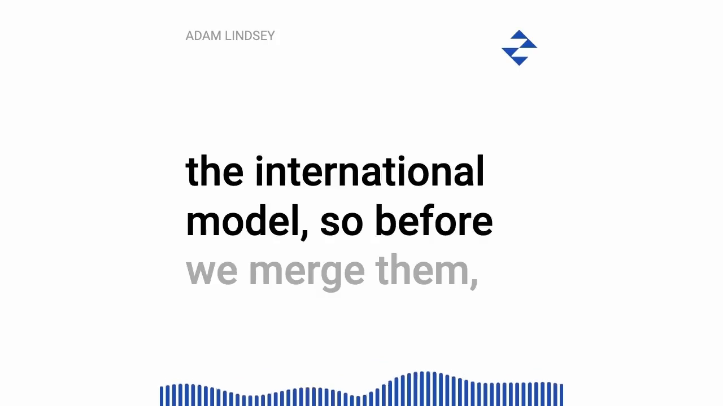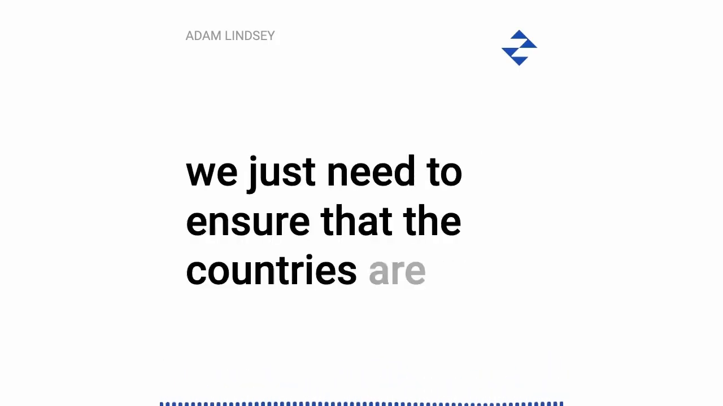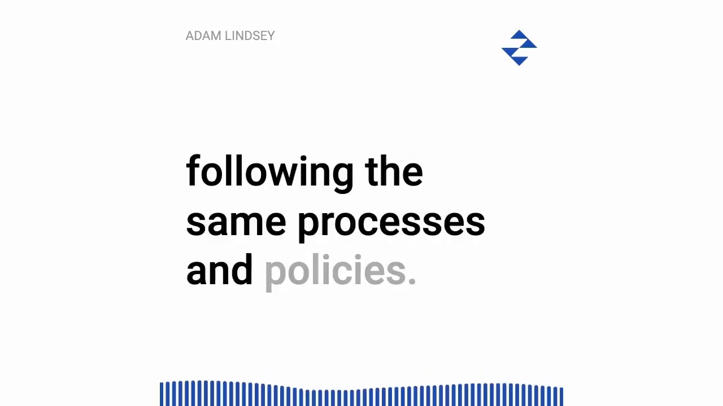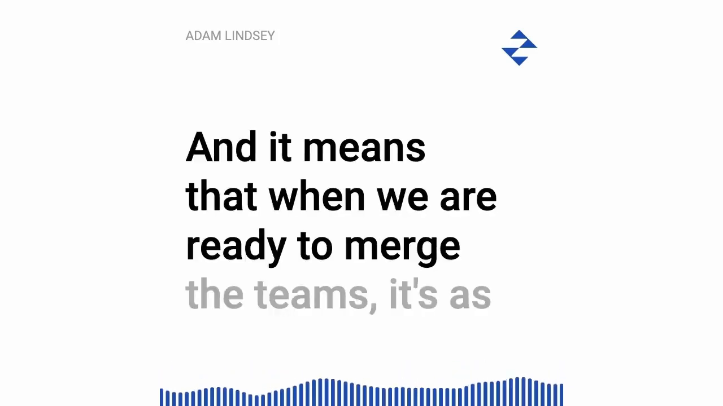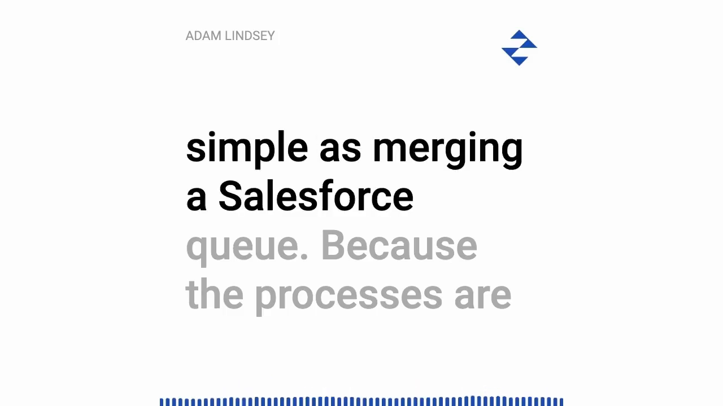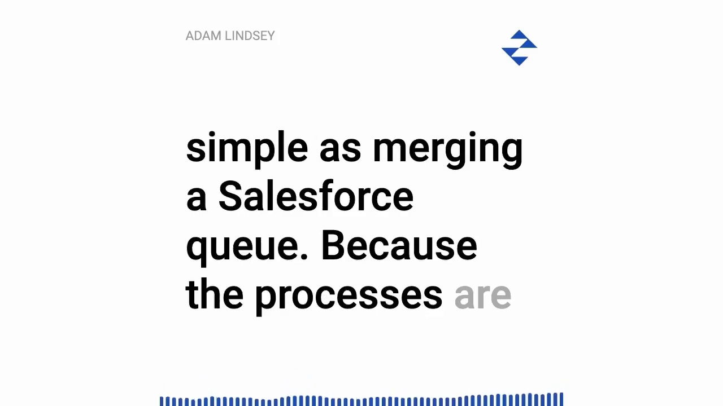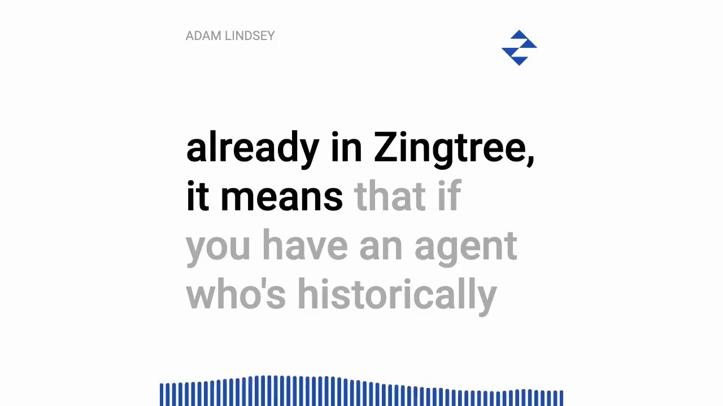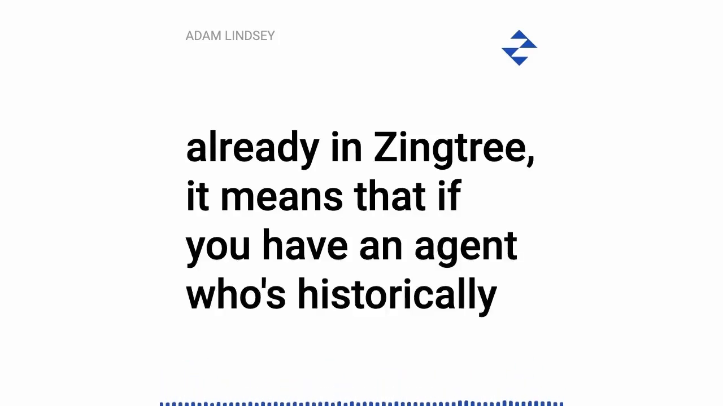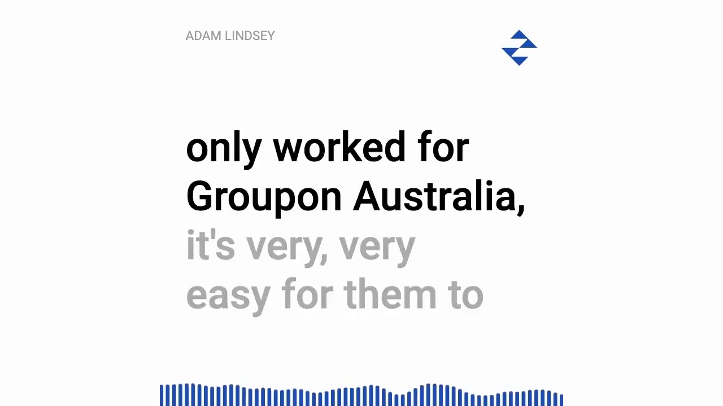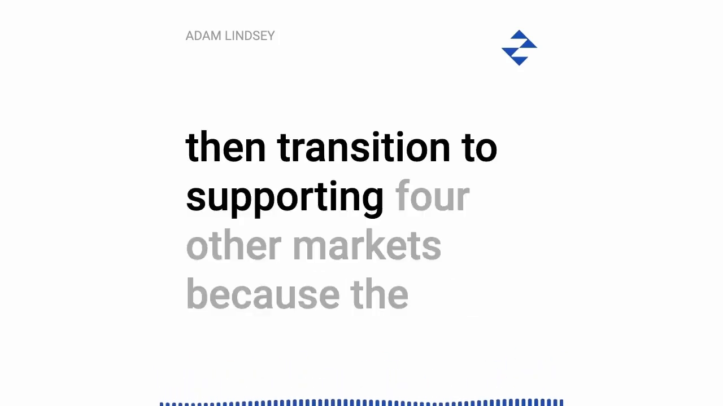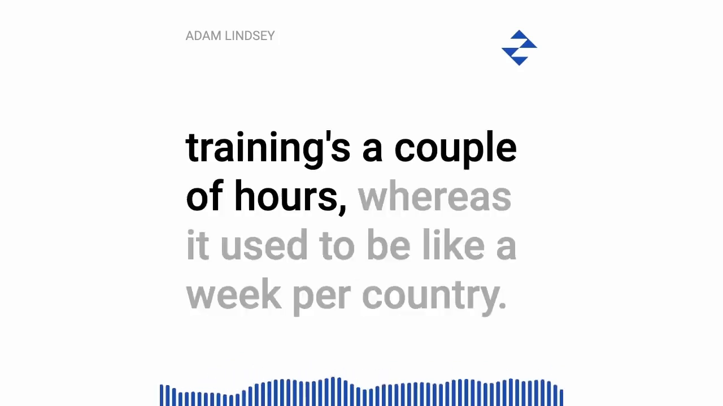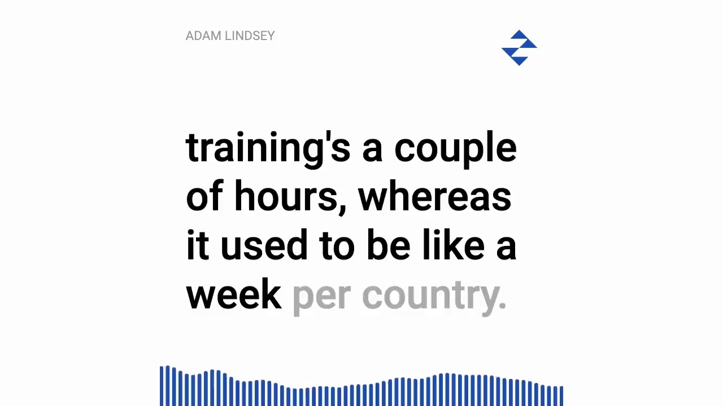Before we merge them, we just need to ensure that the countries are following the same processes and policies. And it means that when we are ready to merge the teams, it's as simple as merging a Salesforce queue. Because the processes are already in Zingtree, if you have an agent who's historically only worked for Groupon Australia, it's very, very easy for them to then transition to supporting 4 other markets, because the training's a couple of hours, whereas it used to be like a week per country.